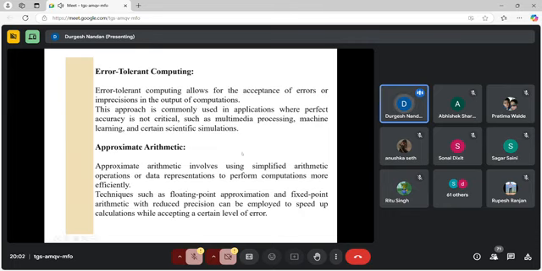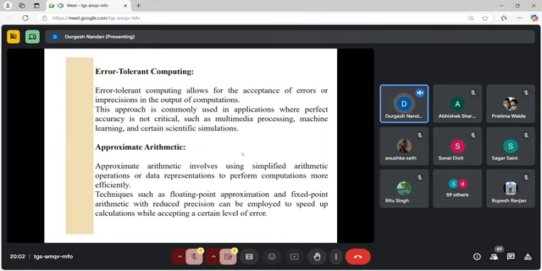These are the two major types of approximate computing. First one is probabilistic, and another one is error tolerant computing. Now, if we talk about approximate arithmetic, as I told, the computing hardware is majorly multiplier and adder. So if we talk about approximate computing hardware, there are two major components: multiplier and adder.